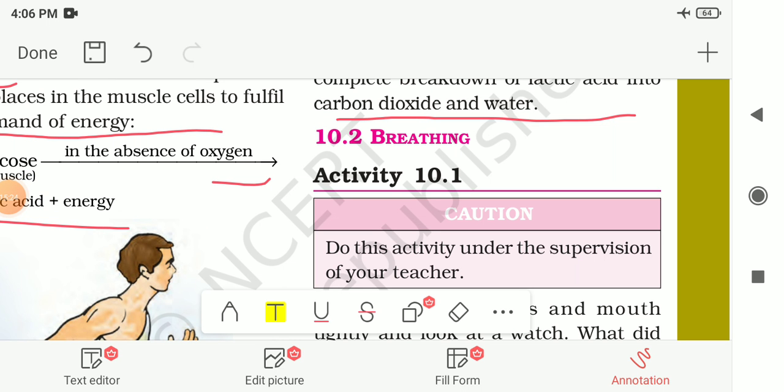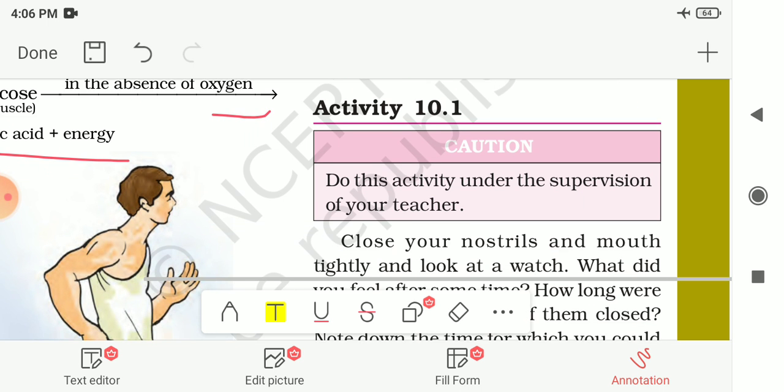So this is respiration and the different types of respiration. Here we had seen that in respiration we require oxygen. For that we need to breathe in air which is rich in oxygen and breathe out air which is rich in carbon dioxide. So our next topic is breathing.